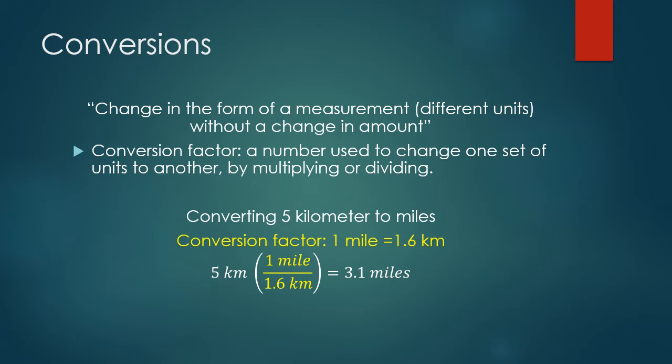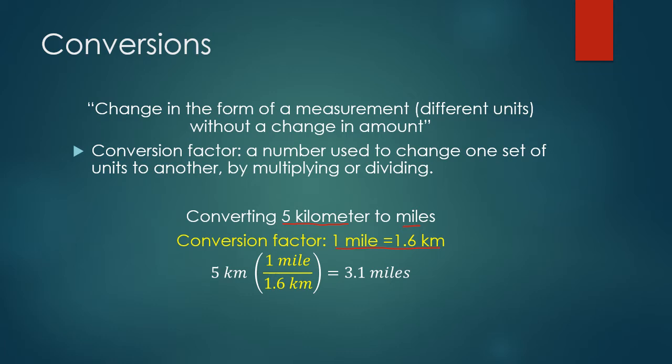So you can see in the example below what we're trying to do is convert 5 kilometers into miles. So if you've ever thought about running a 5K or have run a 5K before, you might have wondered exactly how long that is in miles. So in order to figure that out, you would need a conversion factor, which is in yellow. The conversion factor we're going to use to convert 5 kilometers to miles is 1 mile is equal to 1.6 kilometers.